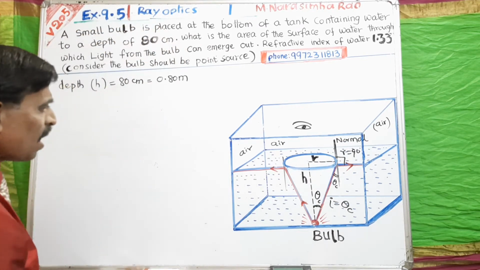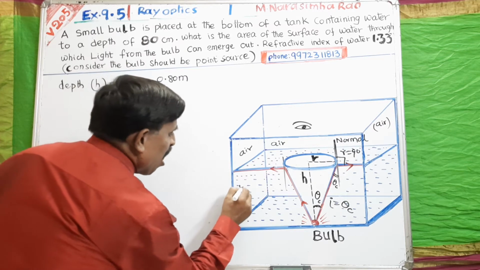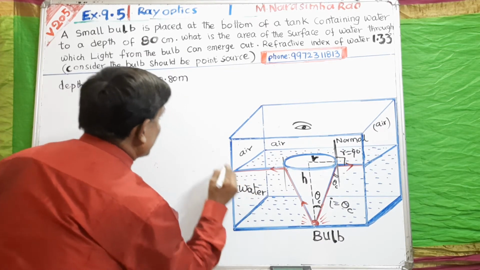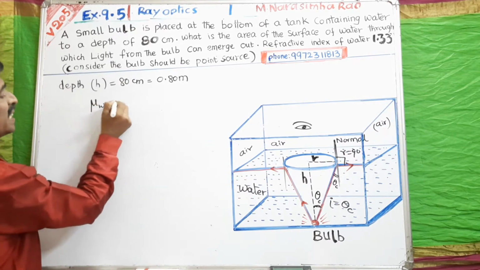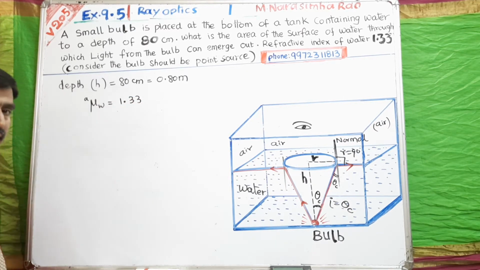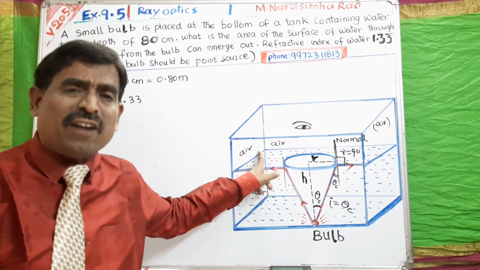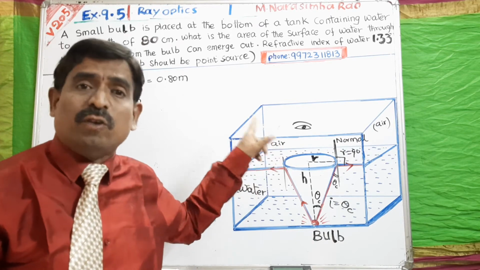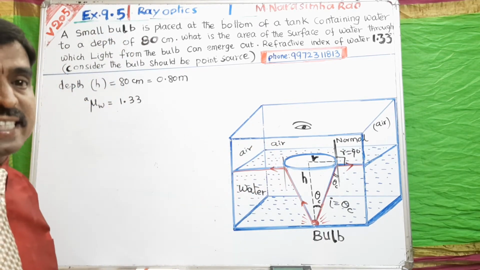Now, this is the water and this is air. Water we are calling a denser medium, the reason being its refractive index. The refractive index of water is given as 1.33 with respect to air. Air is the rarer medium. Its refractive index is 1, which is less. Hence, air we are calling a rarer medium and water we are calling a denser medium.